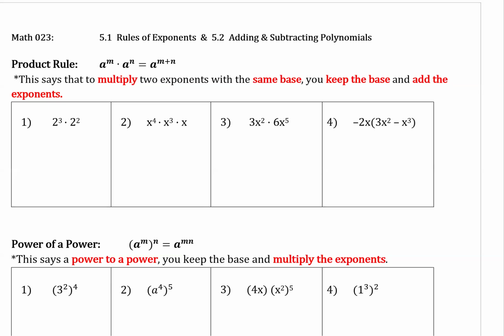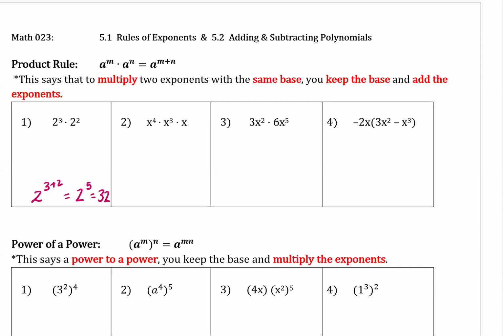Number 1, 2 cubed times 2 squared. You have the same base, which is 2. We're going to keep the base. We're going to add the exponents. This would give us 2 to the 5th, or 32.